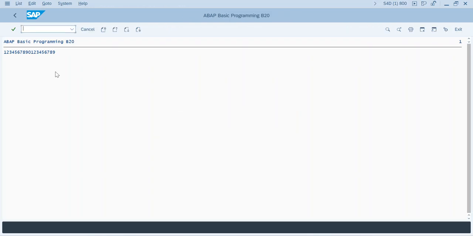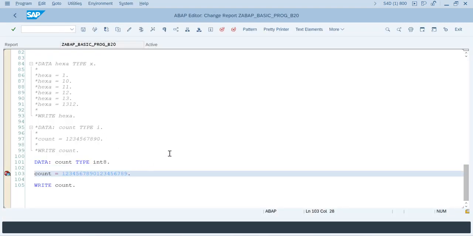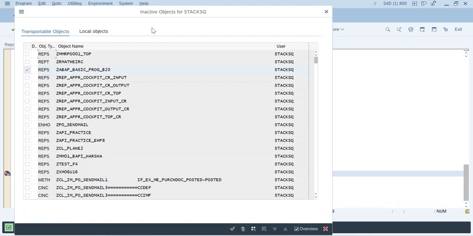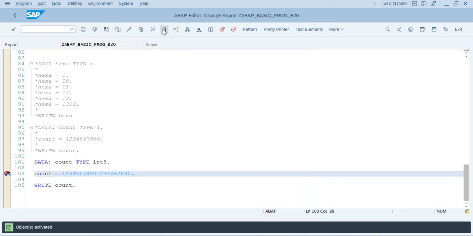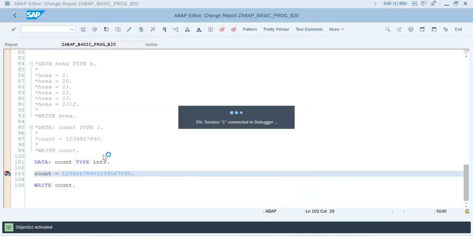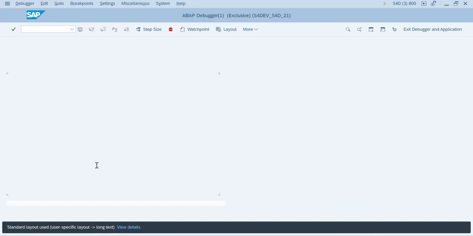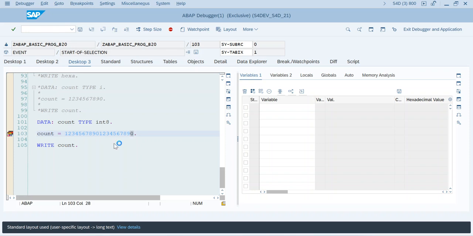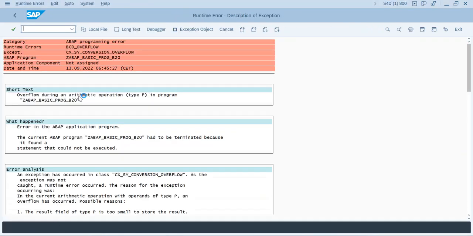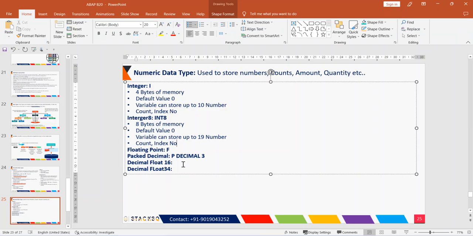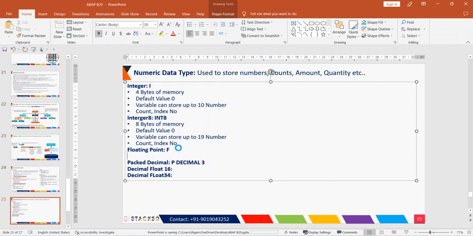Since we wanted one more data type which can store some more numbers, SAP introduced a new data type called integer 8 from NetWeaver 7.5 onwards. If you are using a lower version, then you may not be able to use this data type. Let me execute. Now you see I just added another extra number. It won't be able to store it. It can only store up to 19 numbers. That is what the integer 8 data type is. Same property but extra memory. Understood? Clear, everyone?